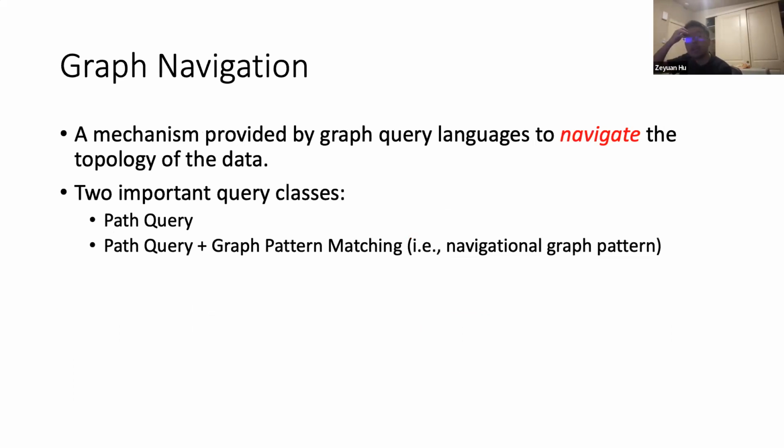The first language pattern we just saw is called graph pattern matching, and the second is called graph navigation. It's a mechanism provided by graph query languages to navigate the topology of the data. There are two important query classes. One is called path query, and the other is path query plus graph pattern matching, meaning that you combine these two features together, using both at the same time within one query. Sometimes this is called a navigational graph pattern.